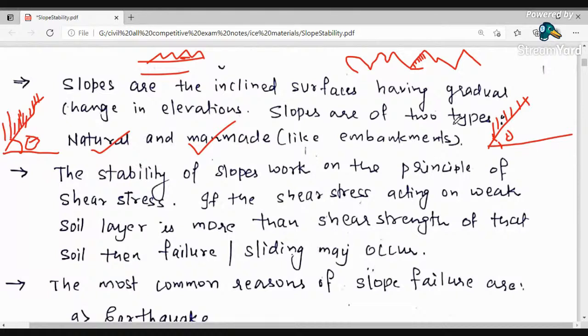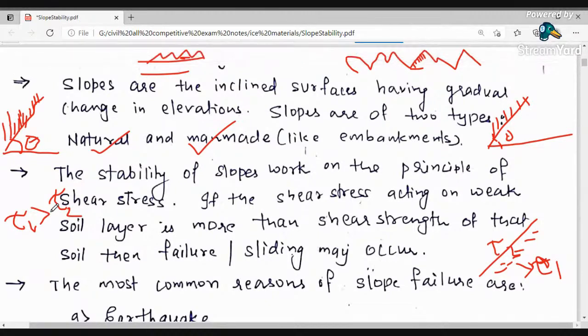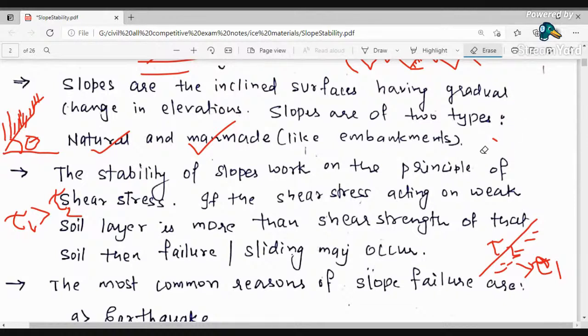Okay, so if the shear stress acting on a weak soil layer is more than the shear strength of that soil, then failure or sliding may occur. Suppose we have an inclined surface. Below the inclined surface the soil has a shear strength, which we can denote as tau 1, and above the inclined surface the soil has shear strength tau 2. Okay, if tau 1, the shear strength of the soil below the inclined surface, is more as compared to the shear strength above the inclined surface, then the slope is stable. Okay, so we can determine the stability with reference to the soil shear strength parameters.